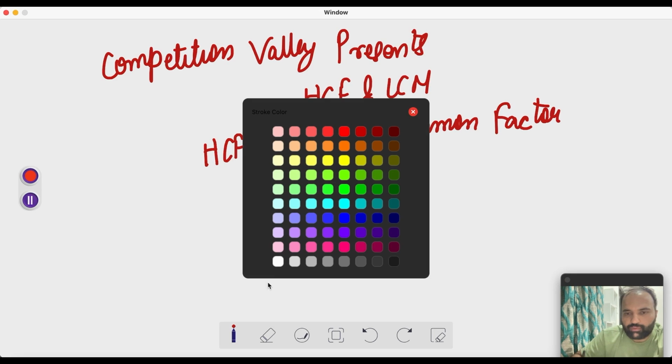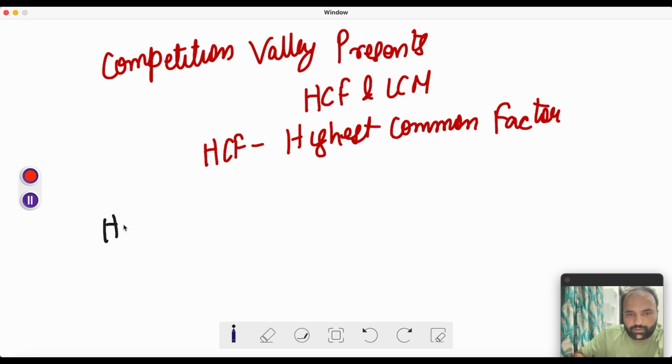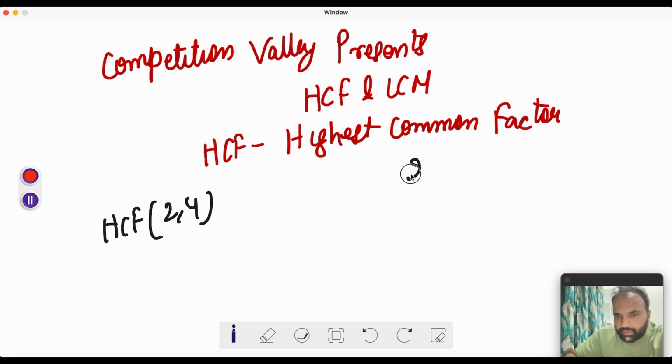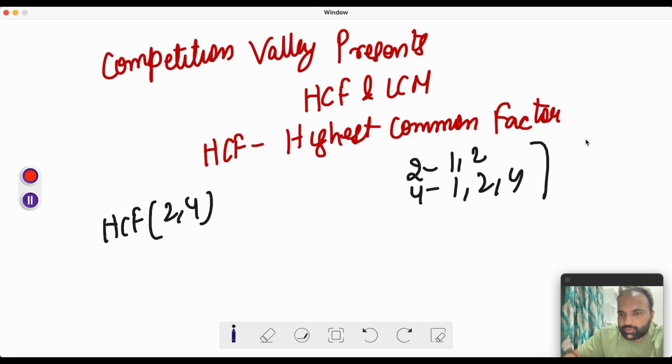Let's say we are taking the HCF of 2 and 4. What are we trying to do? At the back of our head, we take the factors of 2 and 4 and then we see what all are common. So we see 1 and 2 are common, and of these two, 2 is the highest. So we see 2 is our HCF.